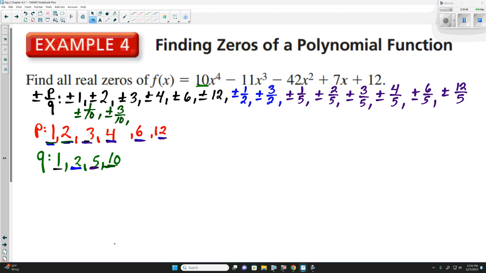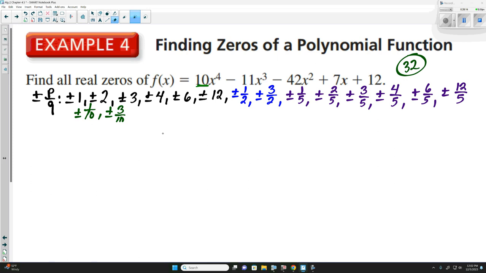So these here, 1, 2, 3, 4, 5, 6, 7, 8, 9, 10, 11, 12, 13, 14, 16, times 2 because positive, negative. We have 32 possible rational zeros. And there's only 4 possible zeros. At most, 4 of these 32 will work. At most. At least, none of them work.